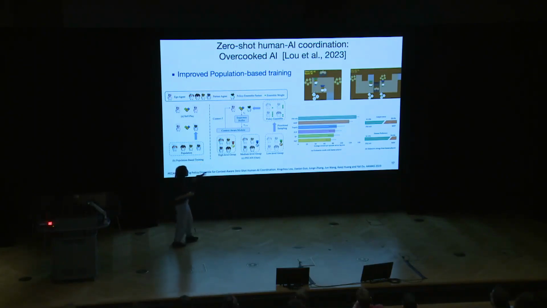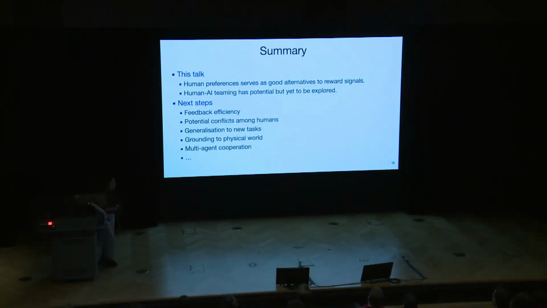For this work, on the technical side, we ask this AI agent to be trained with diverse, different styles of partners in the training stage. Then in the testing stage, it will be able to recognize different styles of human players and collaborate with them. So this will be the last piece of work. And so in summary, we have two messages.